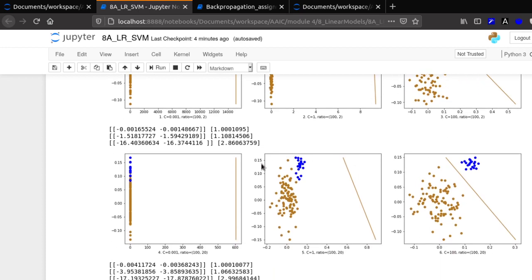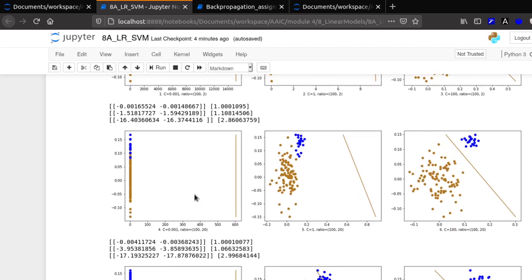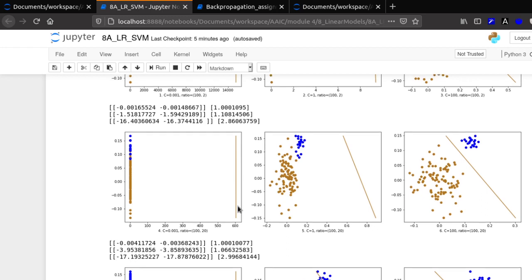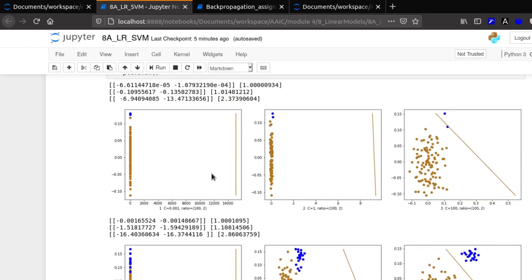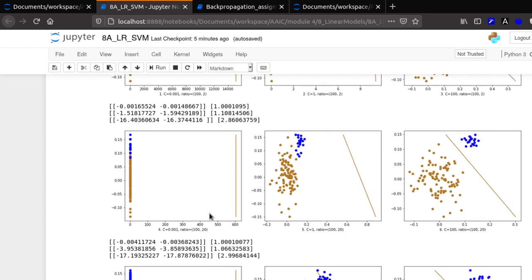Now moving to the next data set, where we have the ratio of 100:20. It means we have 100 blue points and 20 red points. If the value of C is 10 to the power minus 3, then the hyperplane is at 600 and our data set is at 0. It's also not separating, but it's doing better than the previous model.